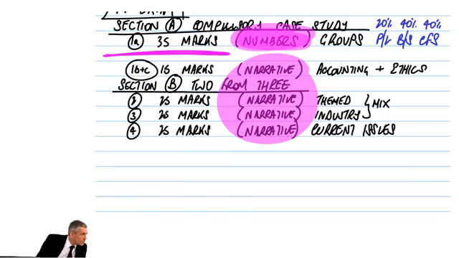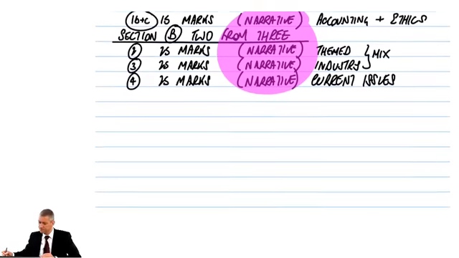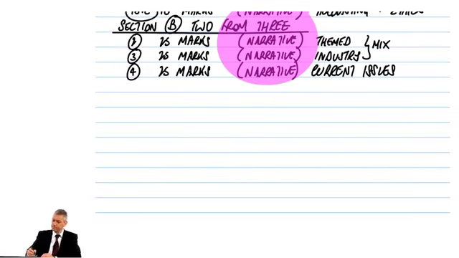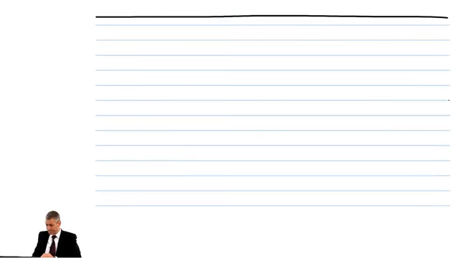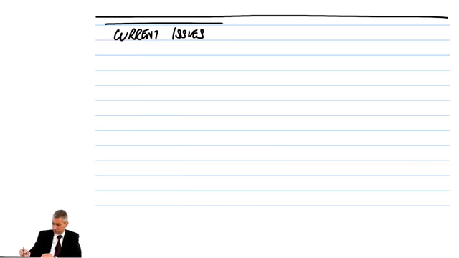Good, good, everyone's sorted. Right, okay, 20 minutes, let's go for current issues. Off we go. So, current issues. These are essentially the examiner's articles.